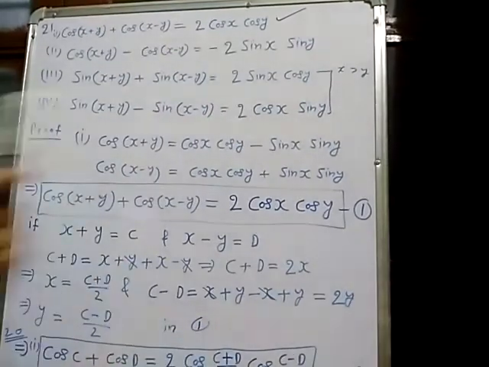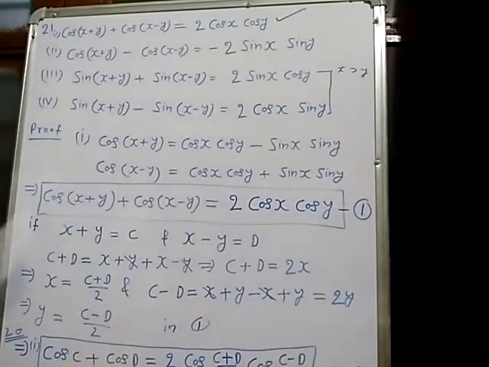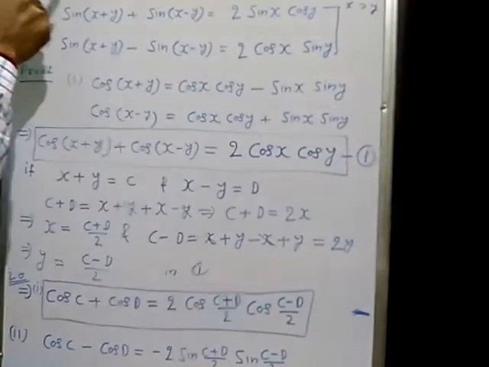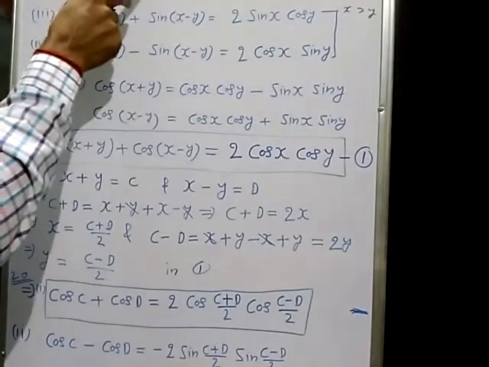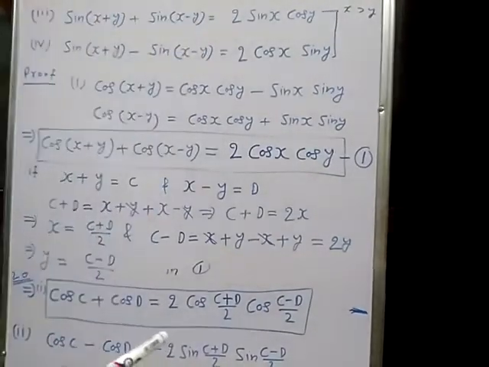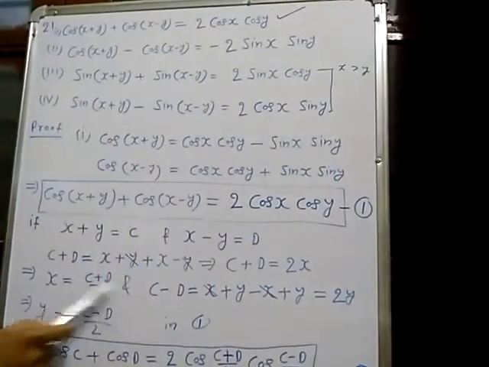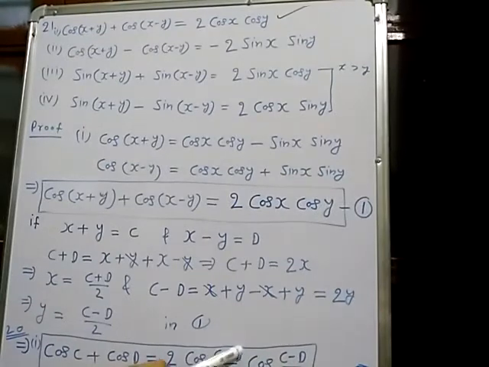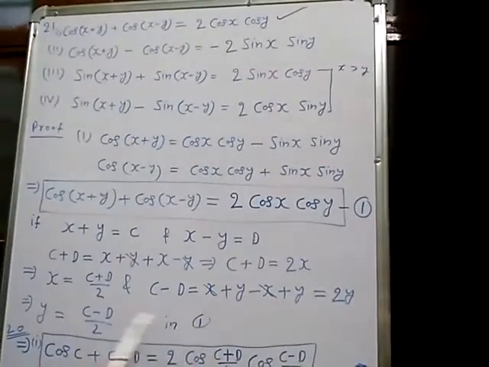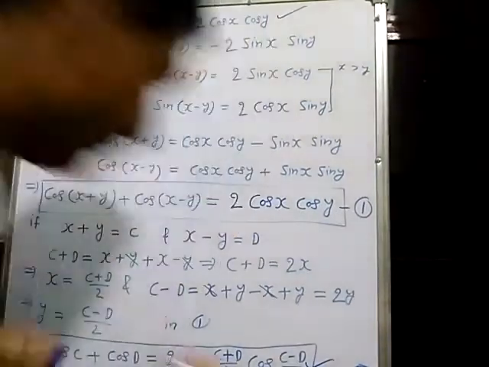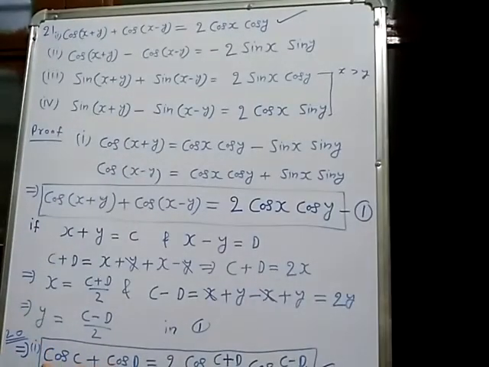If I put them in the first, it becomes cos C plus cos D, which is equal to twice of cos x, where x is (C plus D) by 2, that is twice of cos (C plus D) by 2, and y is (C minus D) by 2, that is cos (C minus D) by 2. So you got this, the cos C and D formula. This is called the formula for cos C and D.